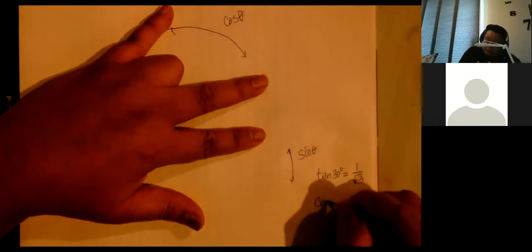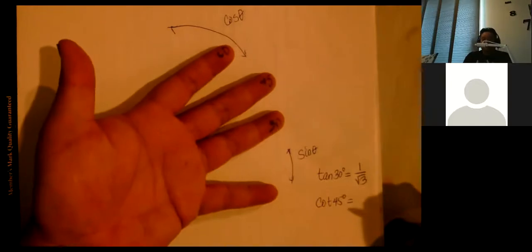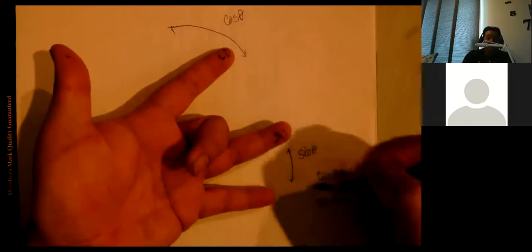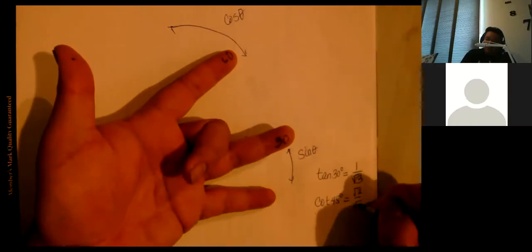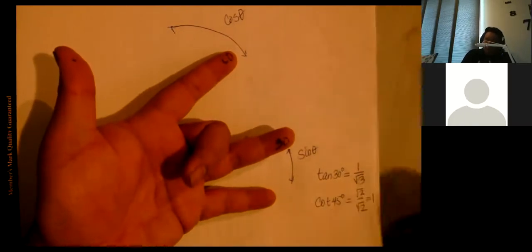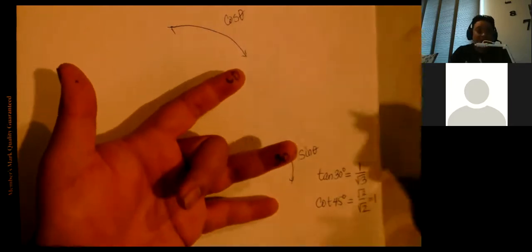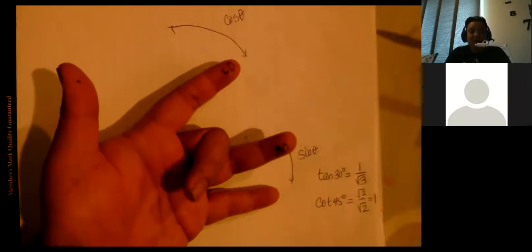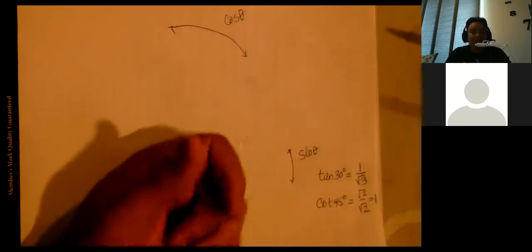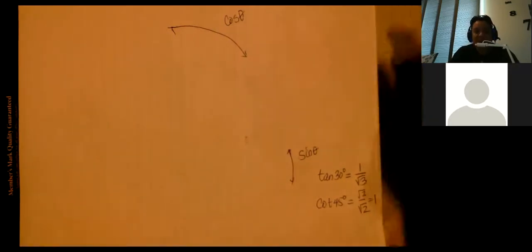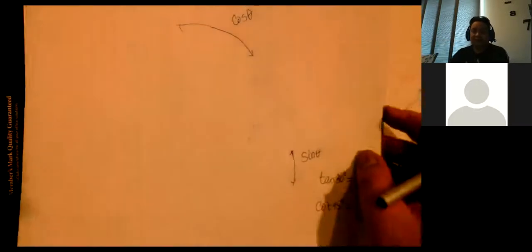So how do I do cotangent? 45 degrees. So if I fold this one, so 45, if I fold the middle finger, this is cosine and this is sine. And cotangent is cosine over sine. So right now I have radical 2 over radical 2, which comes out to be 1. And if you check your table, radical 2 over radical 2 is going to give you 1 for cotangent 45. Okay. Any questions on that? Any questions on it?